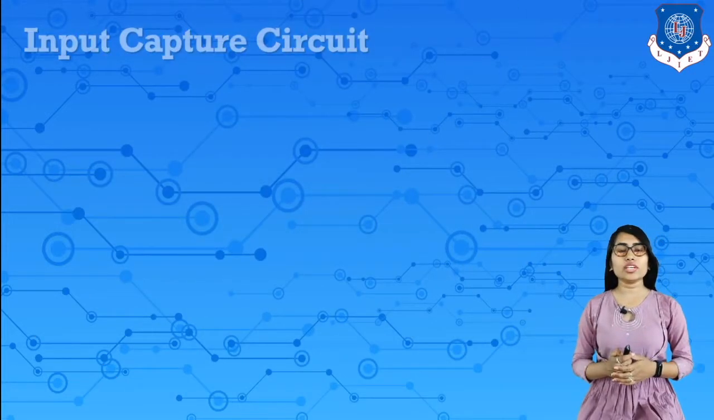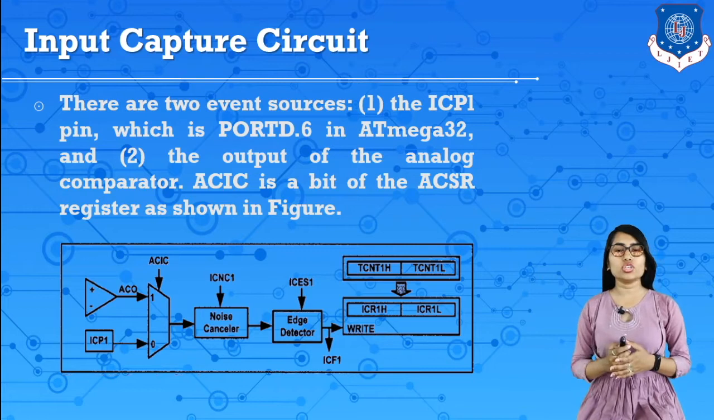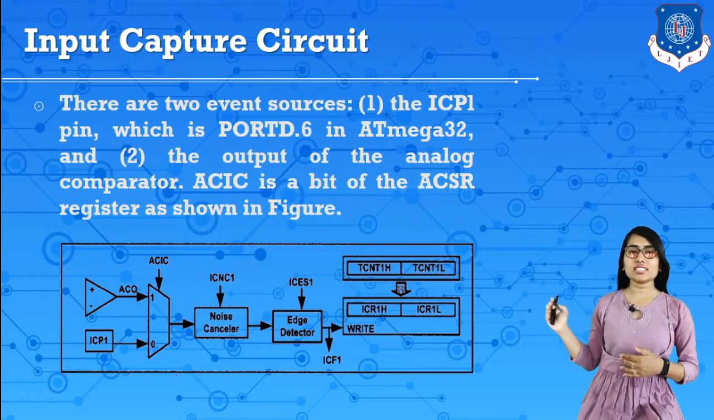So the input capture circuit looks like this. There are two event sources. One is the ICP1 pin, which is Port D.6 in the ATmega32, and the other is the output of the analog comparator, ACO, which is a bit of the ACSR register, as shown in the figure.